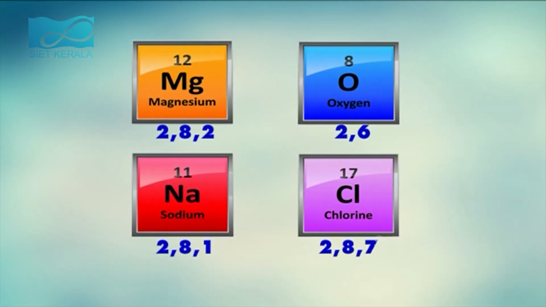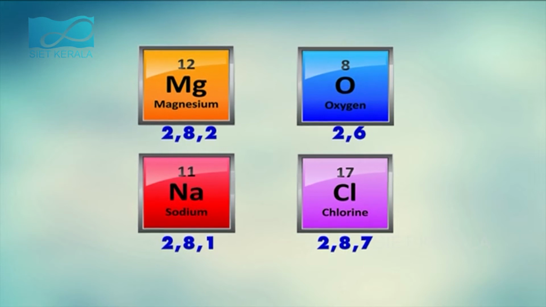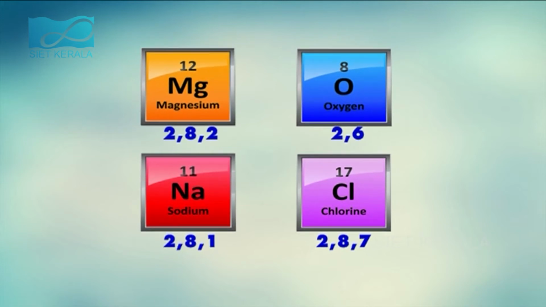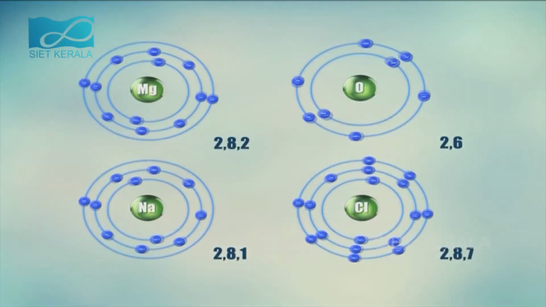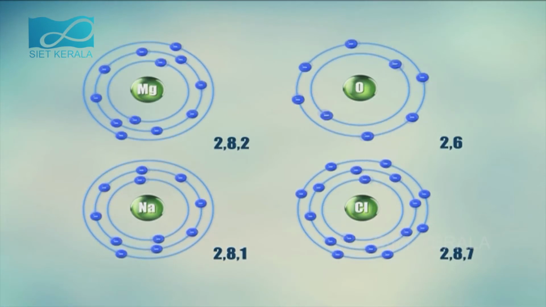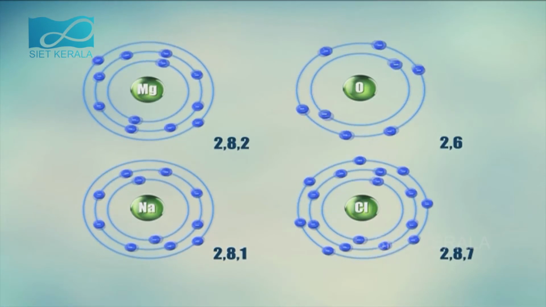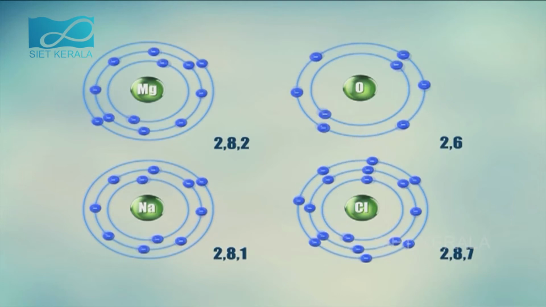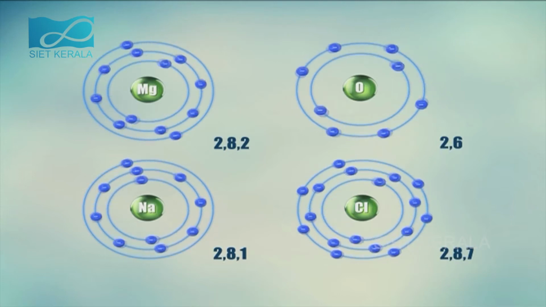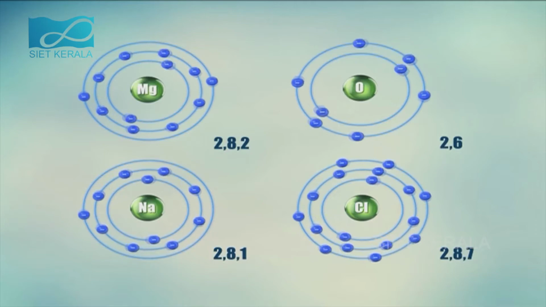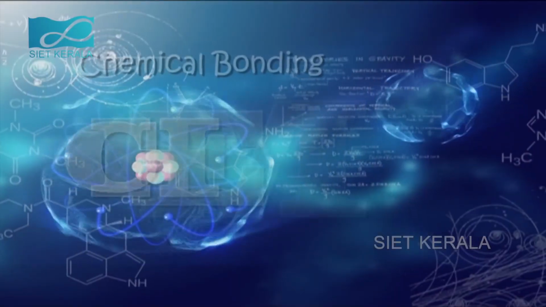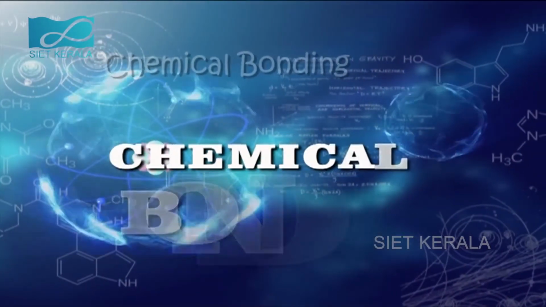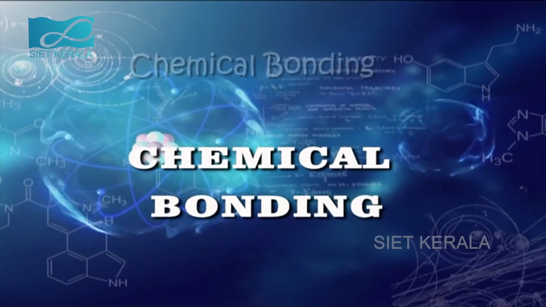In this case, the outermost shells do not have 8 electrons, and so these atoms are not stable. Is it possible for an unstable atom to become a stable one? And if so, how does it happen? For that we should study chemical bonding.